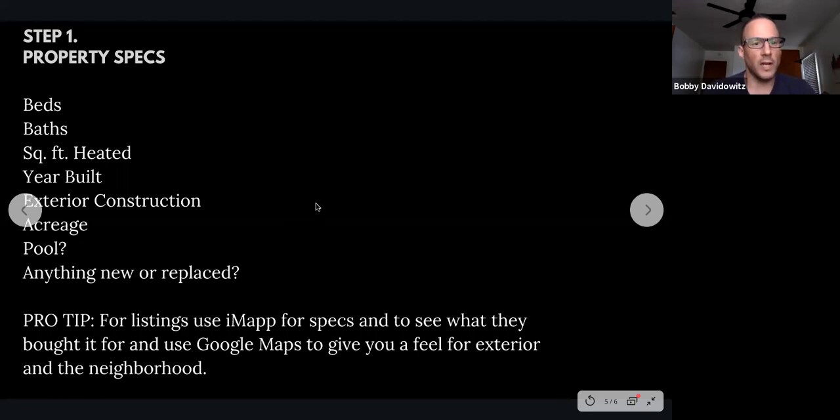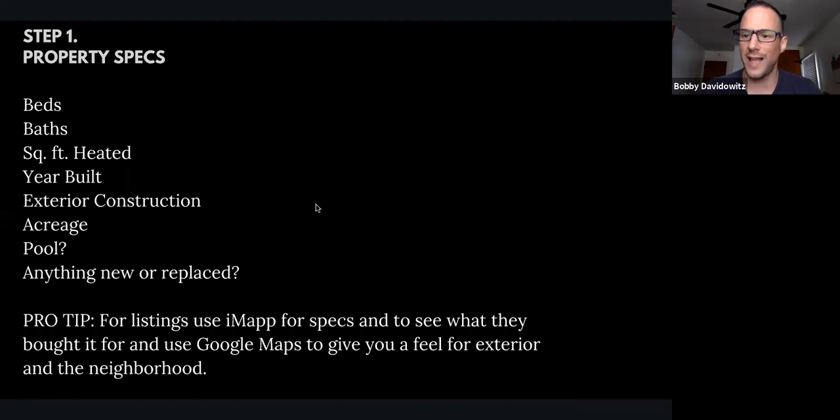So step one, I'm just going to go through these steps, and once again, we're going to go through this live. First and foremost, you're going to want to know what the property specs are, right? We're going to want to know what we're looking at. Oftentimes, if this is for a buyer, the property's listed, so all that information will be in the MLS when you do your comps. You don't necessarily have to go looking somewhere else for how many beds, baths, year built, exterior construction, and all that. That's when you're working with a buyer.